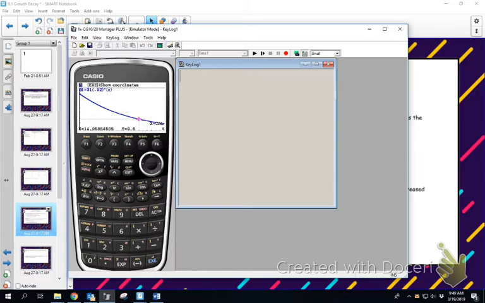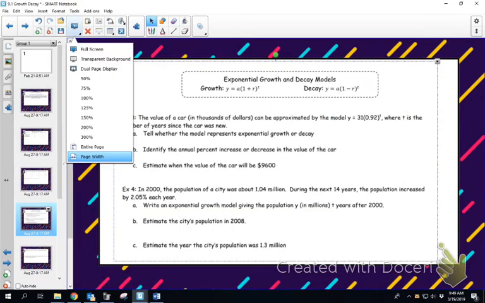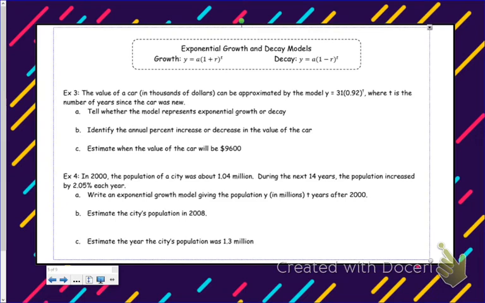All right, so now let's go ahead and look at another example. So this time it doesn't give us the equation. We need to write the equation from the information. So the population of a city was 1.04 million. In the next 14 years, the population increased by 2.05%. So this is growth. So we're going to use our growth equation.